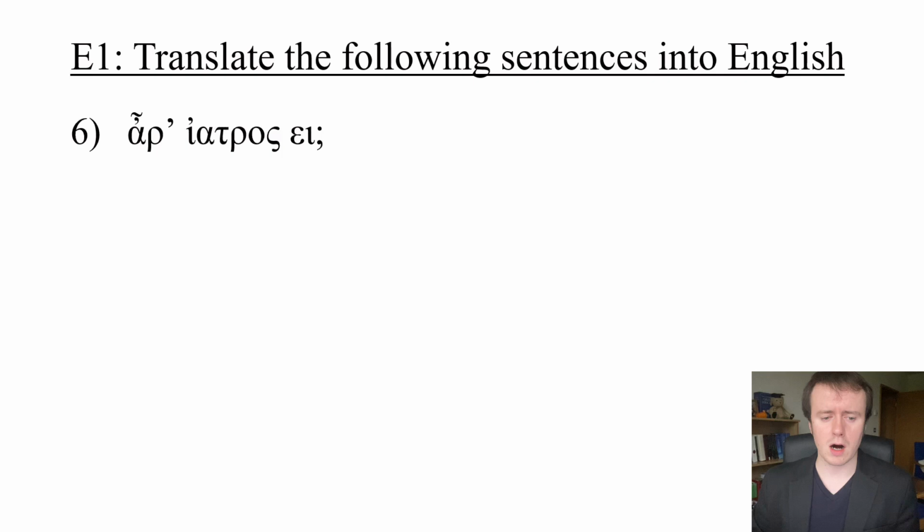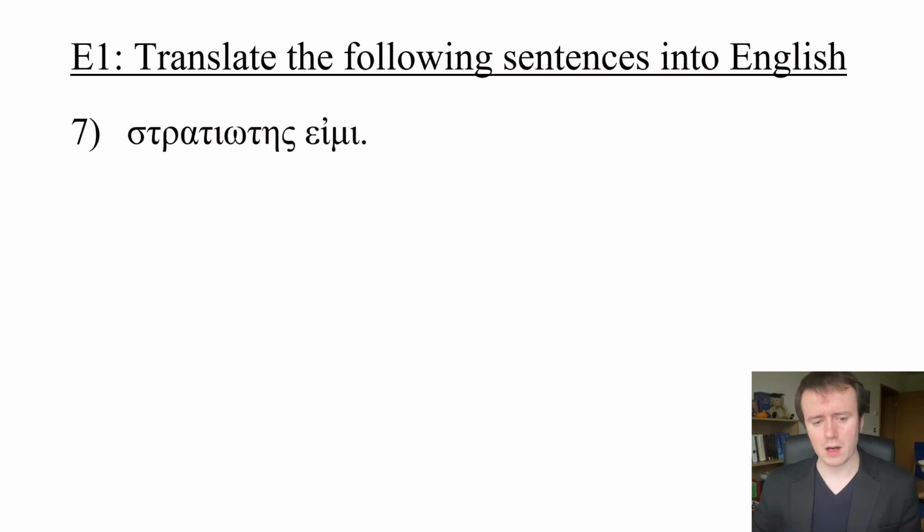Number 6 is ar iatros e. You should have translated this one as, are you a doctor? This literally says, is it the case that you are a doctor? But we would say, are you a doctor? Number 7 is stratiotes eimi. You should have translated this one as, I am a soldier. We have I am and the word soldier in the nominative singular. Soldier, stratiotes, is the complement of the verb to be here.